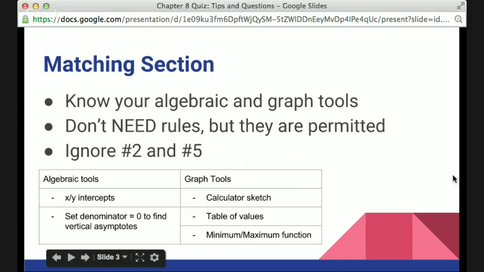These tools, you've got to be able to find your intercepts. X and Y intercepts, anyone should be able to find by setting x equal to 0, y equal to 0. You've got to know how to find your vertical asymptotes. You should be able to sketch things on a calculator if needed. And you should be able to use a table of values to find horizontal asymptotes. Also, you can find minimum and maximum using the calculator function. Preemptively, I see Victoria typing a question about horizontal asymptotes. That's going to be using the table of values on your calculator. You're going to let x get really large or really small, and then you can find it that way. All right, so those are some tips for the matching section.